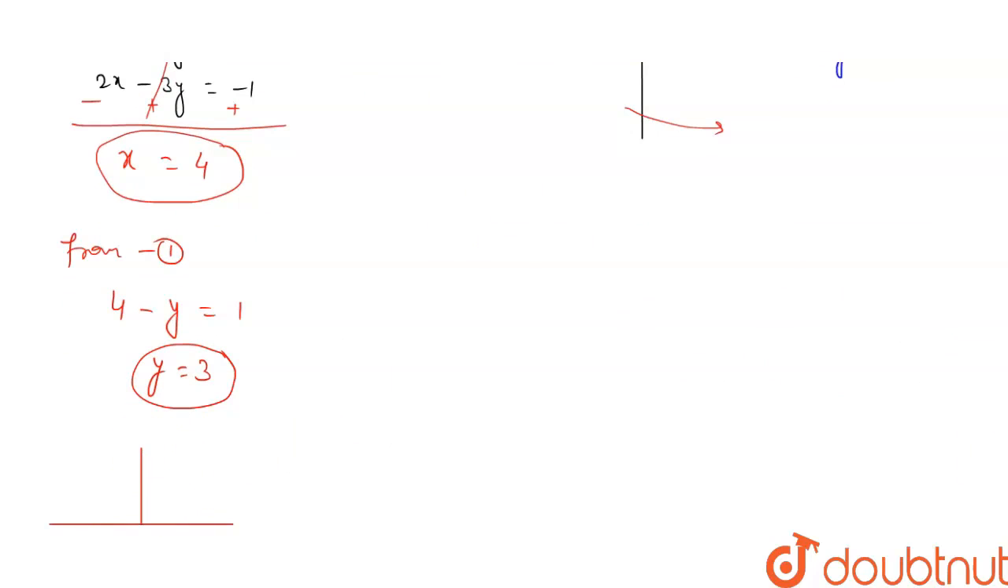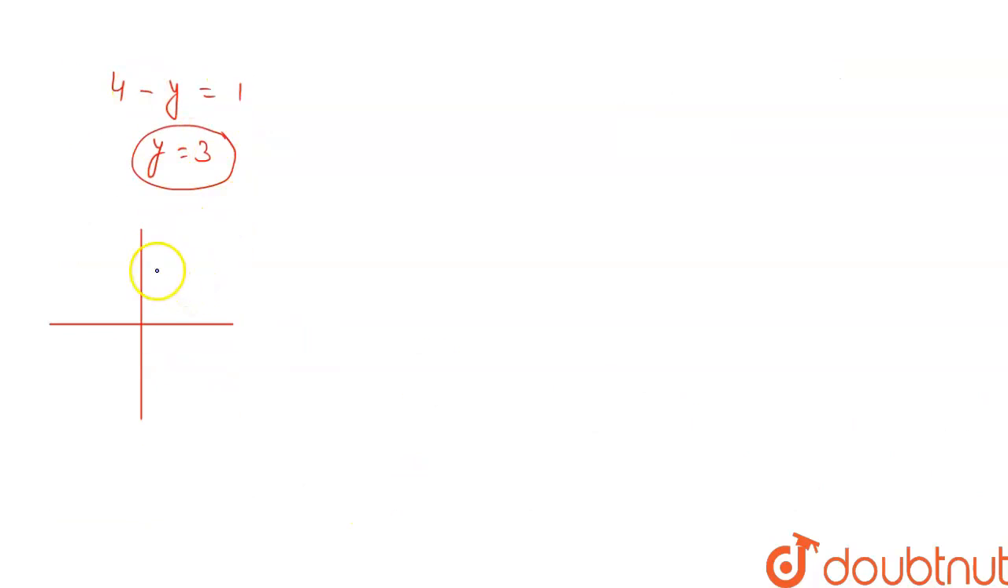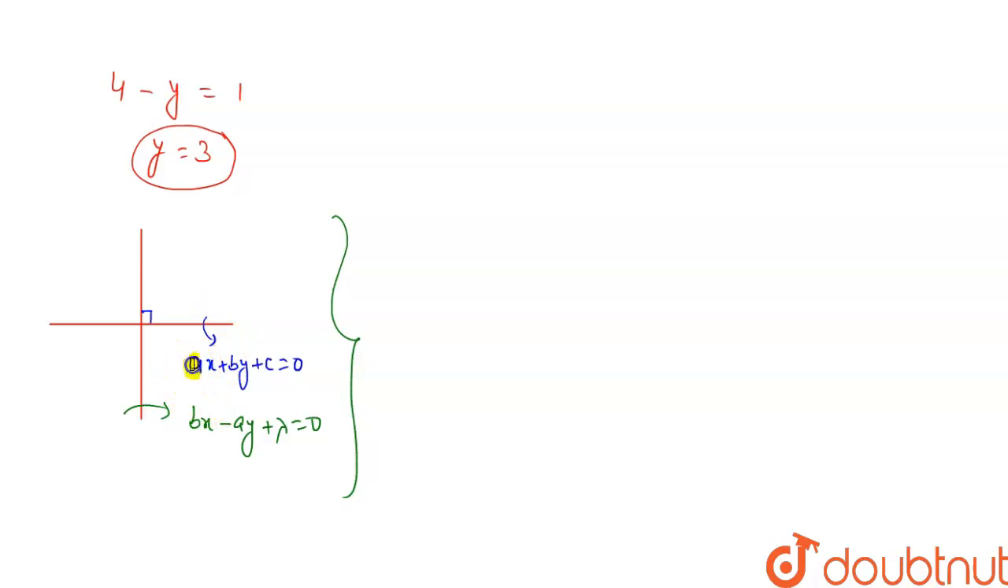there is a concept. Suppose there are two lines which are perpendicular to each other, and the equation of one line is ax plus by plus c is equal to 0. Then the equation of the other line will be bx minus ay plus lambda is equal to 0. This is the concept. If you notice, the coefficients of x and y are interchanged, the sign is also changed, and the constant is also changed. This is how you can write the equation of the perpendicular line of the given line.